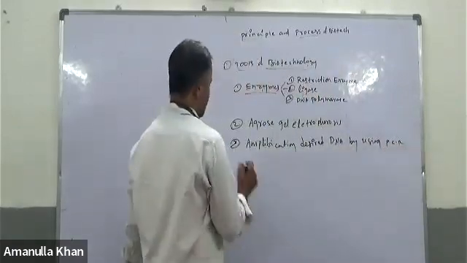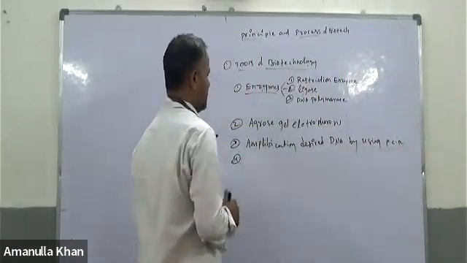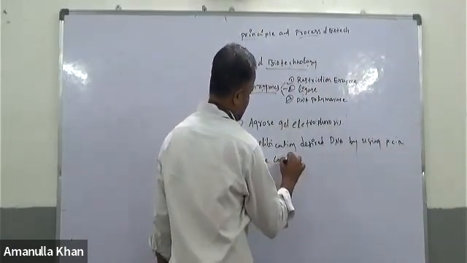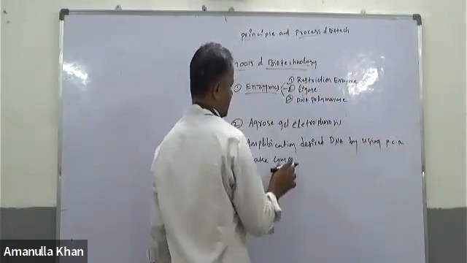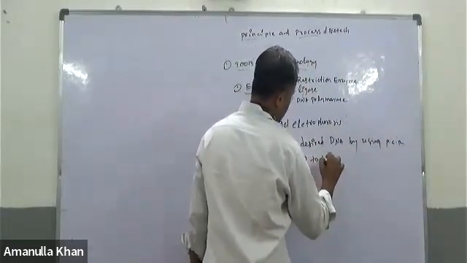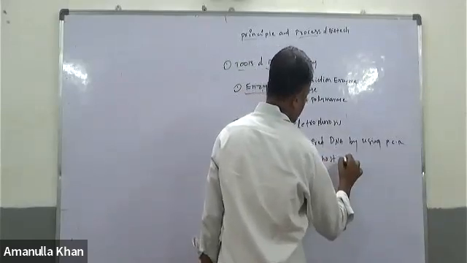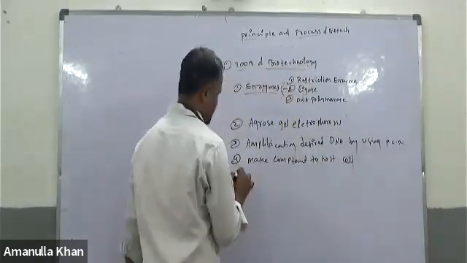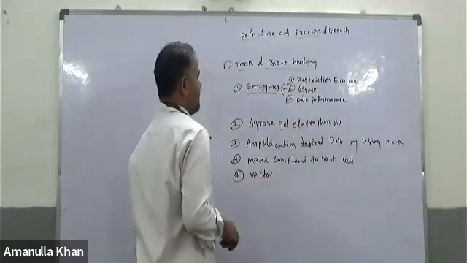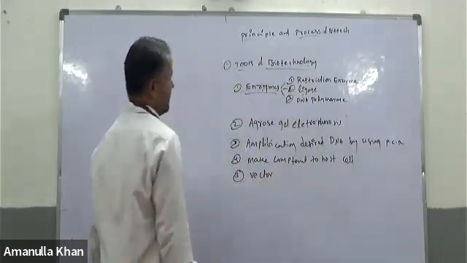Then, make the host cell competent. Make a competent host cell. And then the last one, the vector. Now we discuss them one by one.